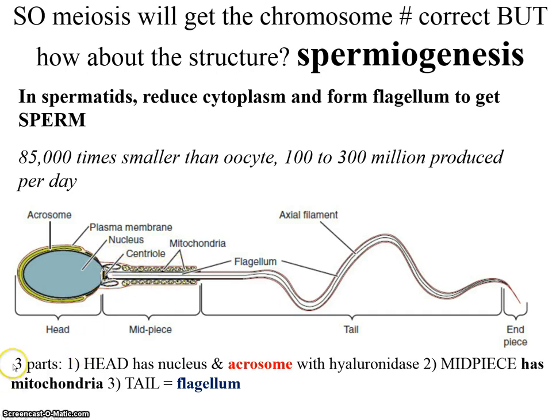So there are 3 parts to the sperm that you can see on your board models: the head with the nucleus, and acrosomes with a special enzyme called hyaluronidase. And then the mid piece here has a lot of mitochondria, and then the tail is known as the flagellum.